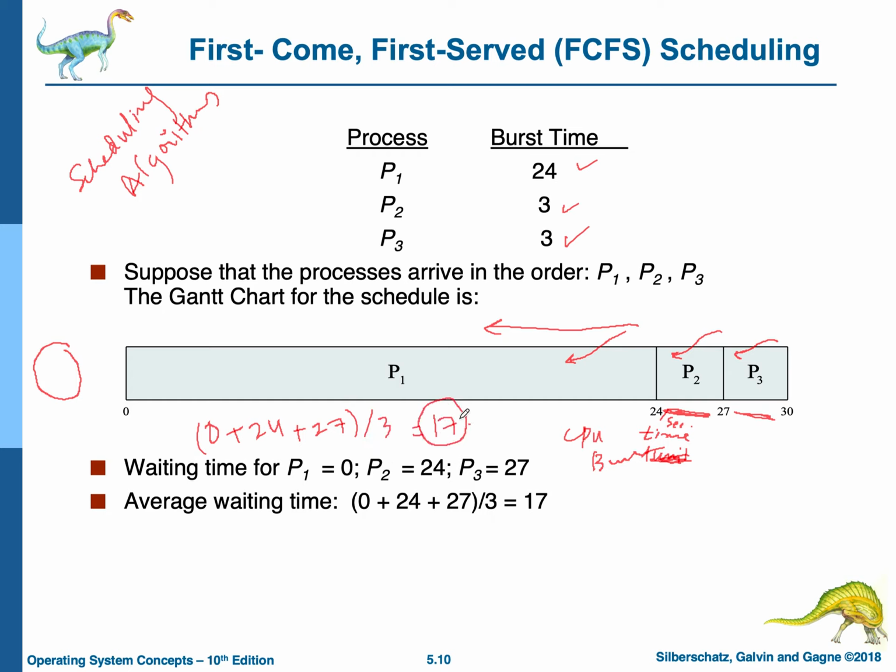So the average waiting time for this approach is 17 units of time. For example, for simplicity, we consider this as seconds, okay? So 17 seconds in this approach is the average waiting time.